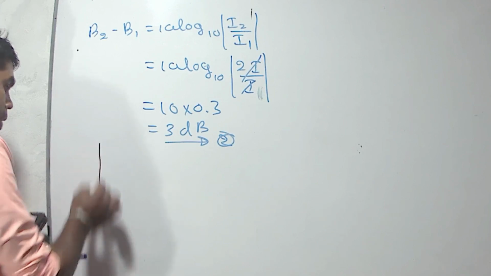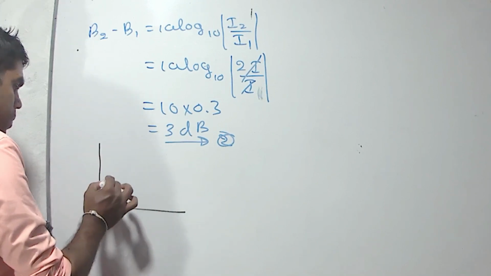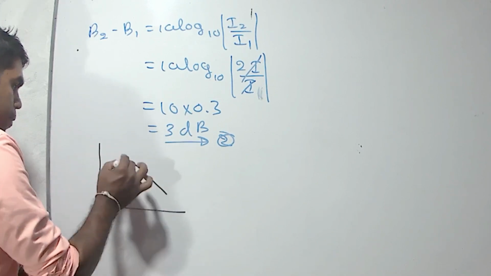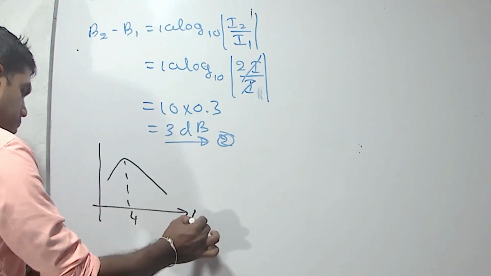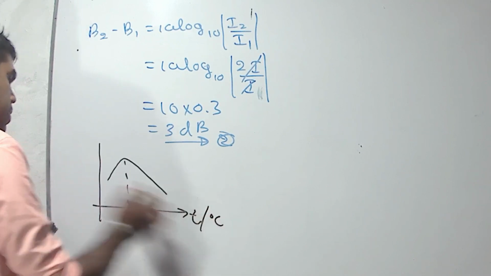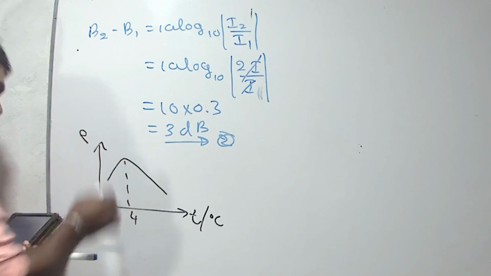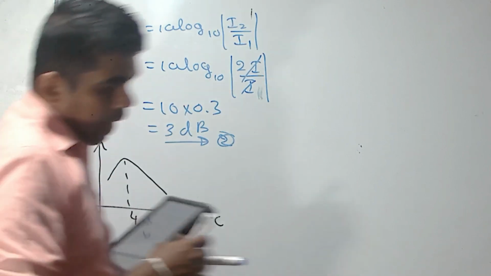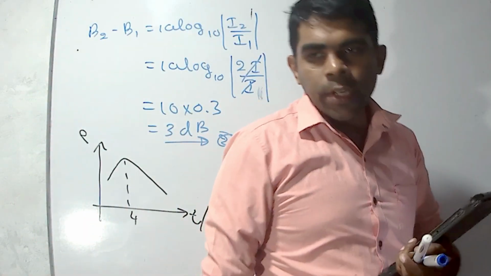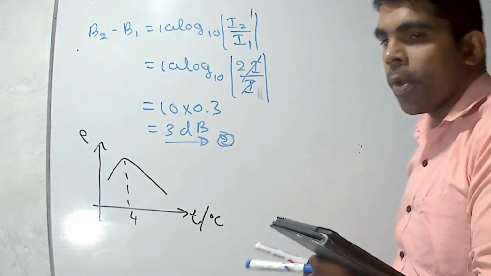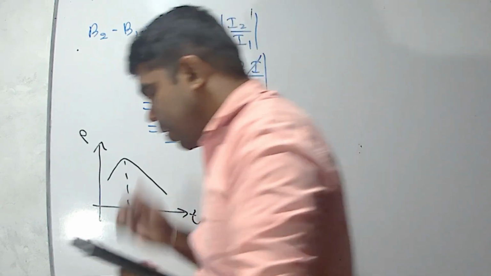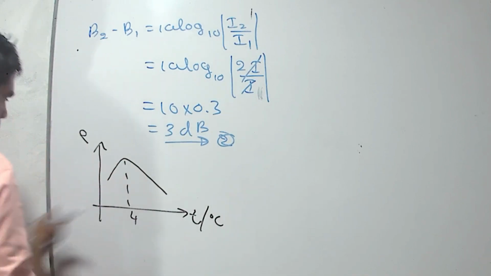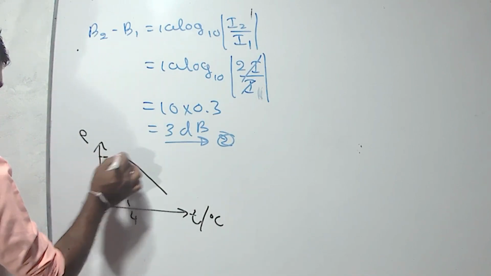We can obtain maximum density at 4 degrees. This axis is temperature in Celsius. This axis is density. Normally we use the density of water as 1000 kilograms per cubic meter. You have to remember that this 1000 value is the maximum density.